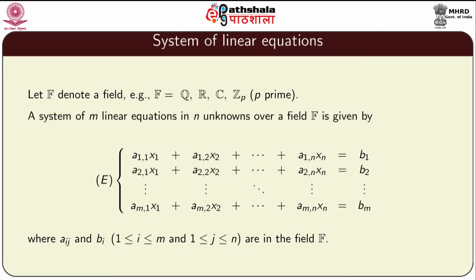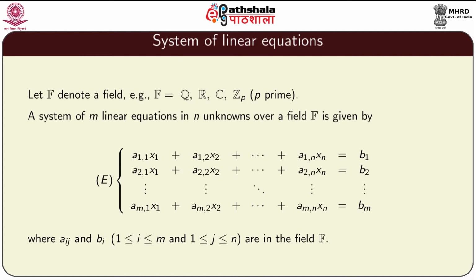Now, a system of equations, to be precise a system of m linear equations in n unknowns over a field F, is given by what you see within braces and with the symbol E. You can see that there are m linear equations, and these a_ij's which you see are elements of the field F. So, in particular, if you think your field is either rationals or reals or complex numbers or Z_p, then they are members of that field F, and so are the b_i's which are appearing on the right hand side of the equality sign.